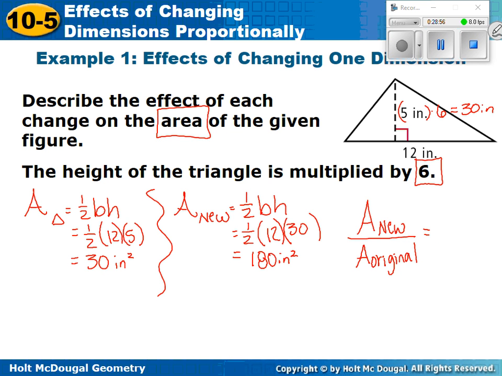Okay, so the area of the new shape divided by the area of the original shape. So the new shape was what area? 180. And what was the original area? 30. And what's 180 divided by 30? 6. Again, your answer is not 6. Your answer is the area would be multiplied by 6. Complete sentence. Shortcut, you can look at the formula. Long way, you calculate the two areas and you divide them. New by old. Questions?